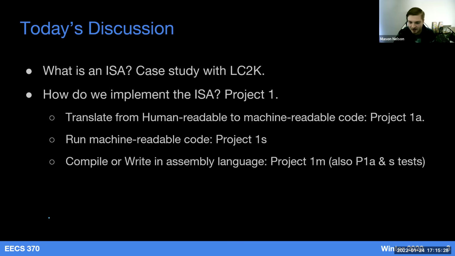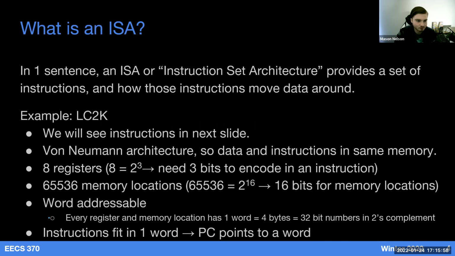And so Project 1 is going to break that into 3 parts. First, actually getting what we would call code into machine readable code, then running that code like an actual program, and then actually being able to write programs for this ISA. And so that's going to be Project 1M, but that should also include some test cases that you write for projects 1A and S and future projects. So that's what we're doing today.